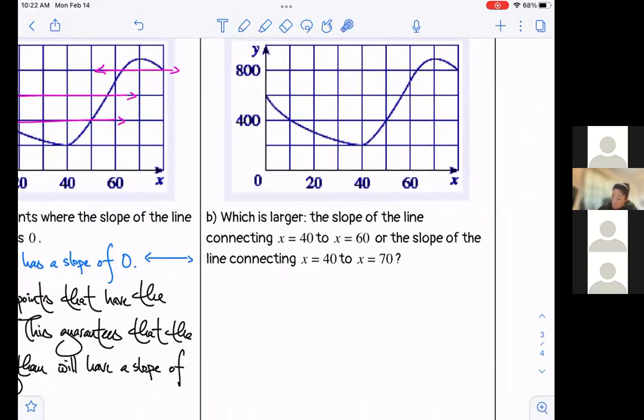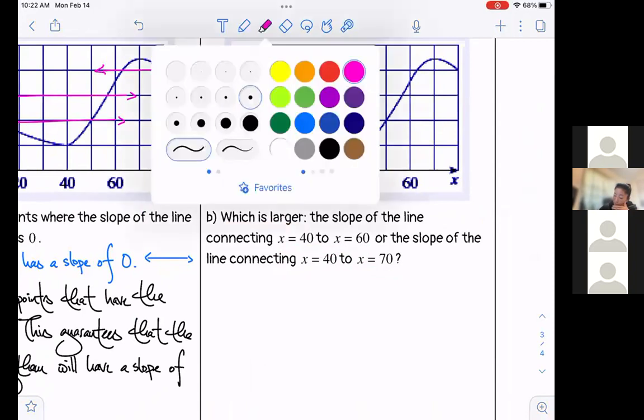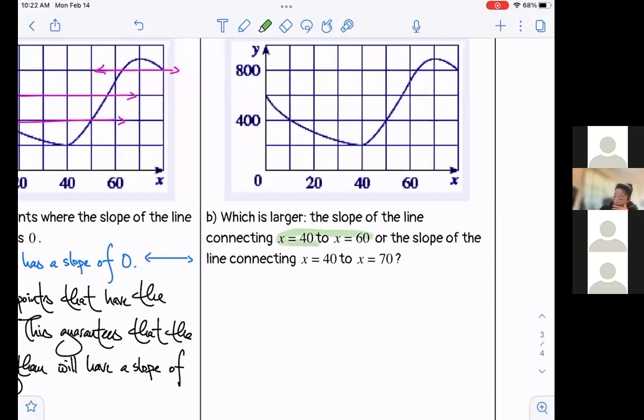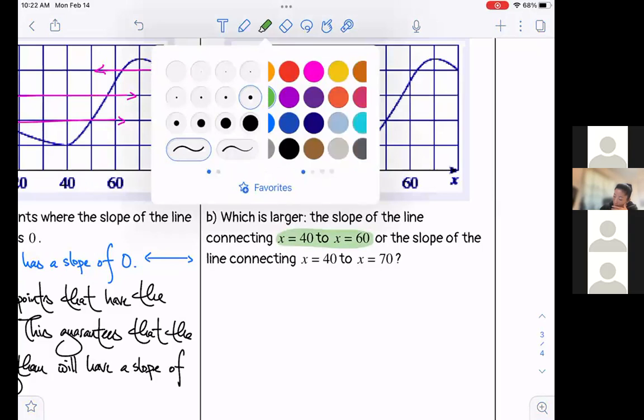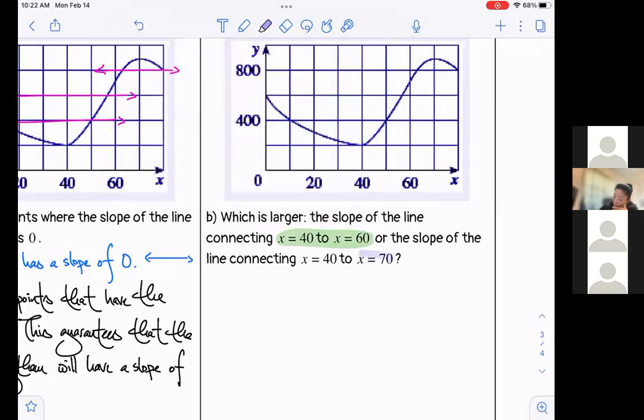Different question. Which is larger? The slope of the line connecting x equals 40 to 60, or the slope of the line connecting 40 to 70? All right, so I'll give you a moment to think about that, but then we'll go ahead and make that line in green, and I've used orange a lot today, but we'll go purple for the second line, okay? So what do we think? Which one is going to give us the larger slope?